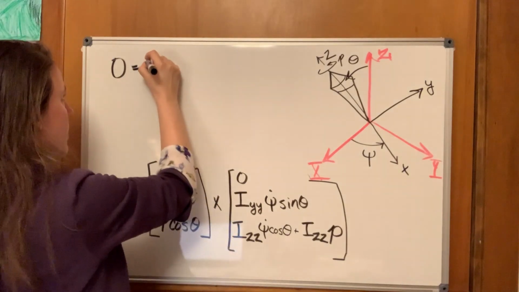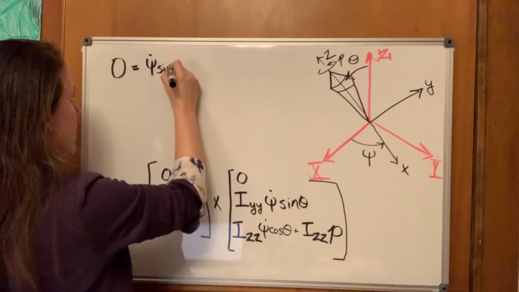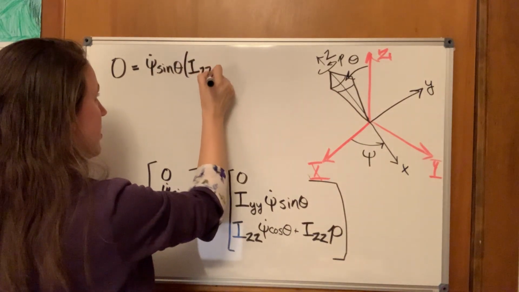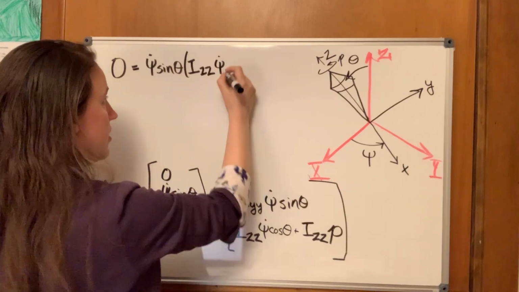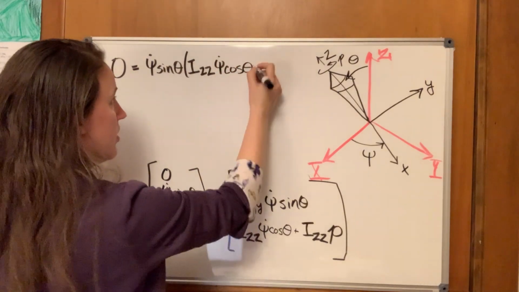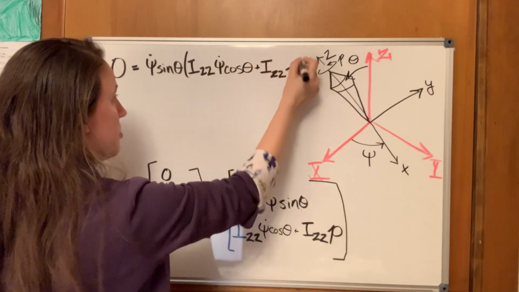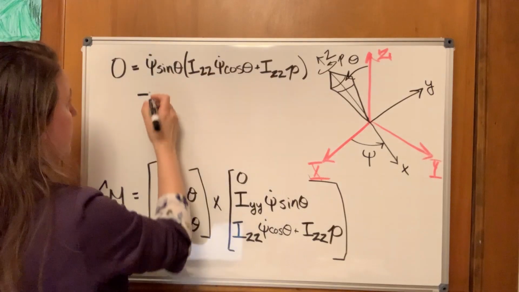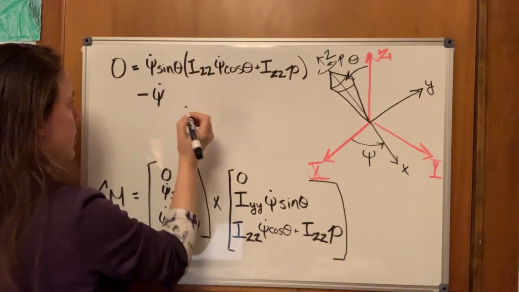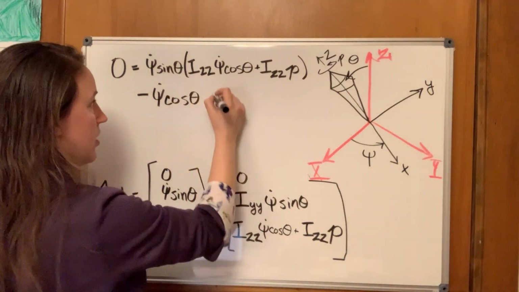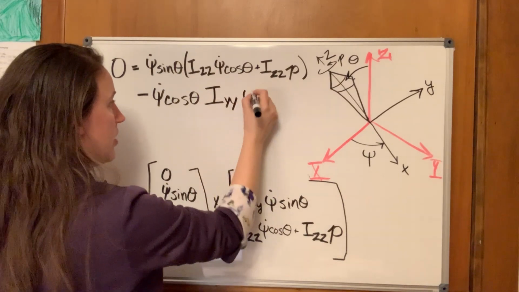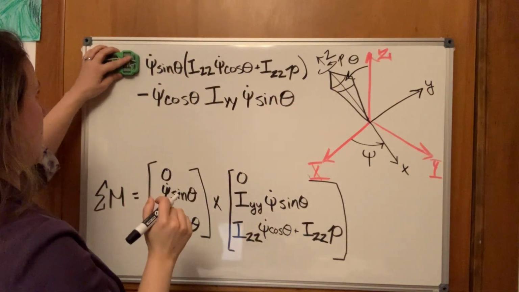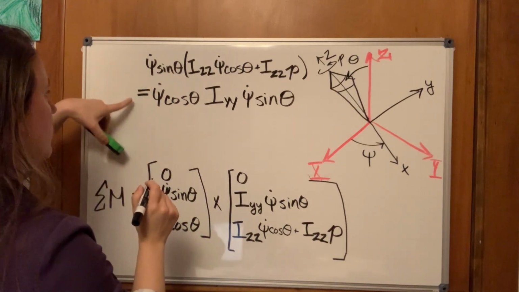And then when we take this product, we get psi dot sine theta Izz psi dot cosine theta plus Izz p. And now when we take this cross product, it's going to be negative. So all of this is part of the same equation, but we've got our psi dot cosine theta Iyy psi dot sine theta. And the sum of all of this is equal to zero, so I'm just going to set these two equal to each other.